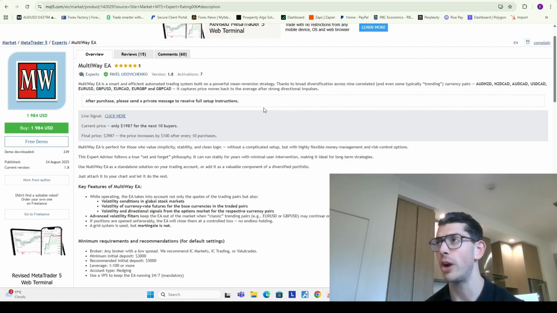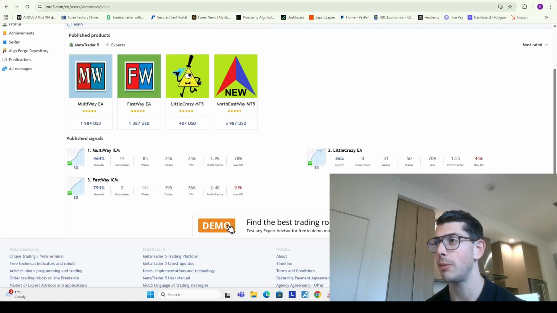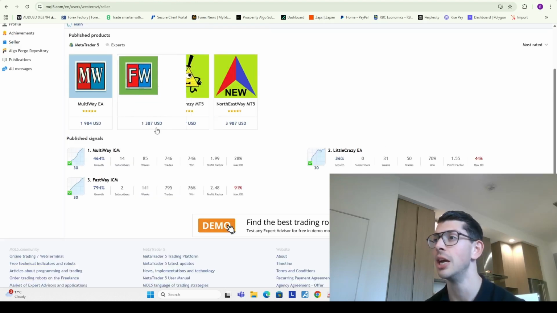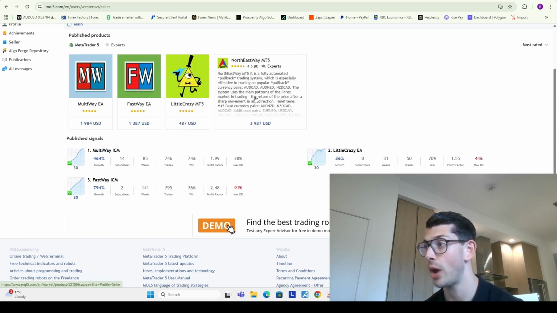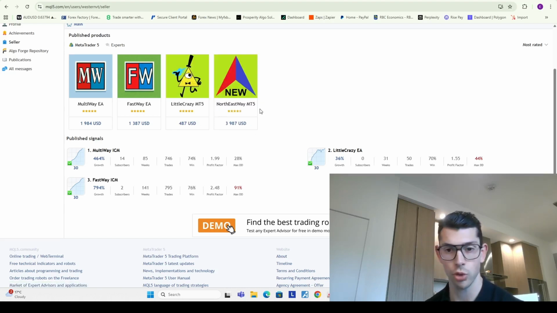So Pavel is quite a famous developer, and he's already come up with some very popular EAs, including the Fast Way EA, the Little Crazy, and the Northeast Way MT5. All of his bots are more premium. They actually have a fairly sophisticated following, so people who know what they're doing. And he does tend to make more grid currency style bots, but of the ones in the marketplace, he does make some of the better ones. And because of that, he is quite popular, and there are quite a few people who like his bots.